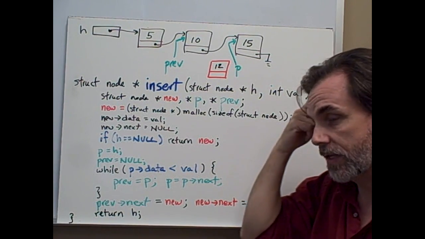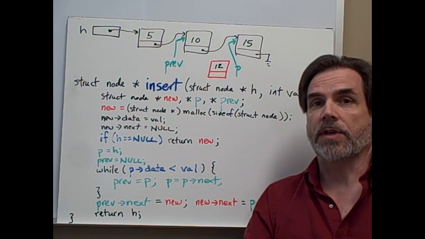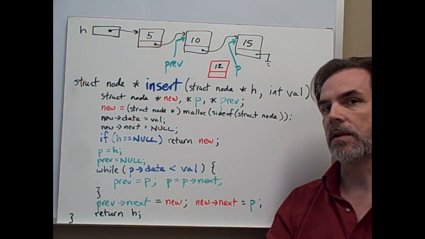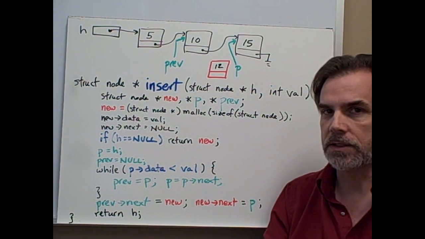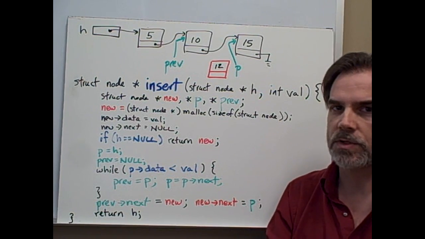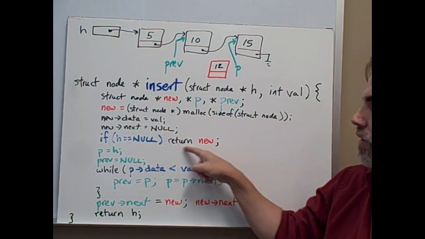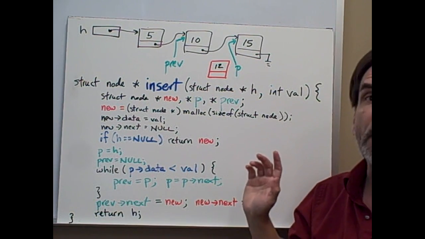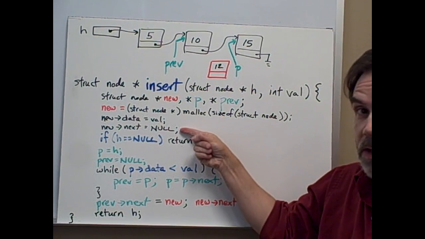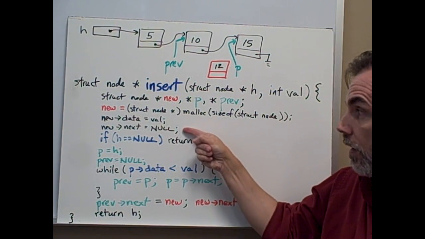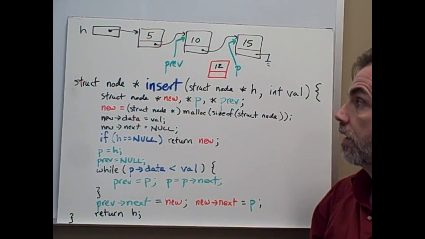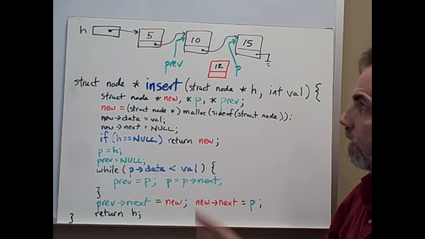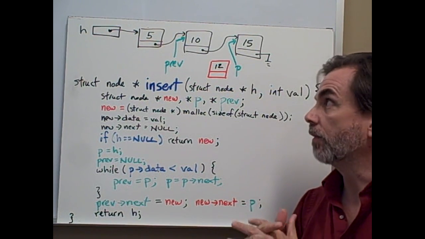Now, you always need to worry about the special case of an empty list. If we insert something into an empty list, then the new list is going to be the new node. There is no sorting order. So we can just put a little special case here. If H is equal to null, we can return new and we're done. That's why we initialize next to null, because we just return new, null is set, data is set, so we're good to go. We don't have to worry about the rest of it. Okay, so that takes care of the empty list problem.